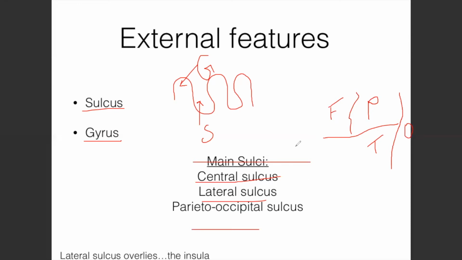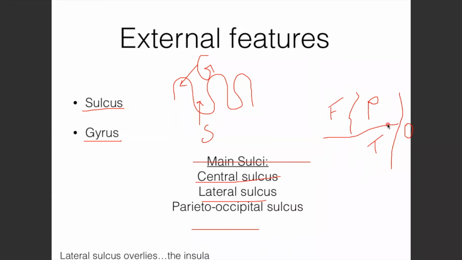Because of the central sulcus, you will find gyri that are called the precentral gyrus and the postcentral gyrus. You're going to be hearing about those words a lot. Let's quickly review again. The central sulcus will be between the frontal and parietal lobes. The lateral sulcus will be between the parietal and temporal lobes. And the parieto-occipital sulcus will be between the parietal and occipital lobes. So they divide the lobes for us.